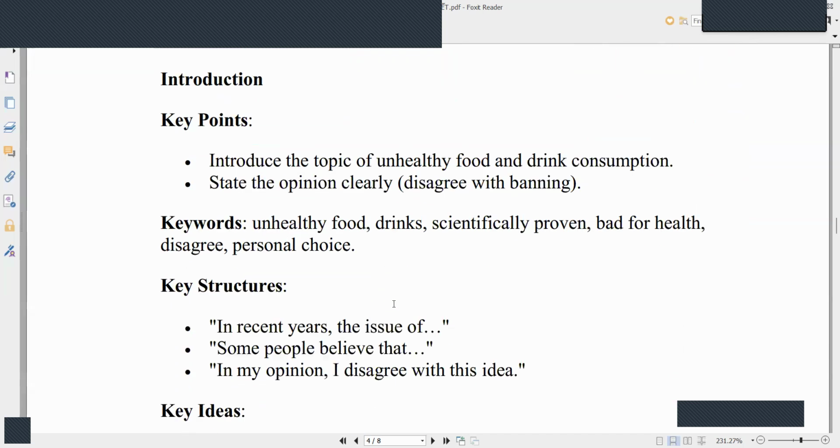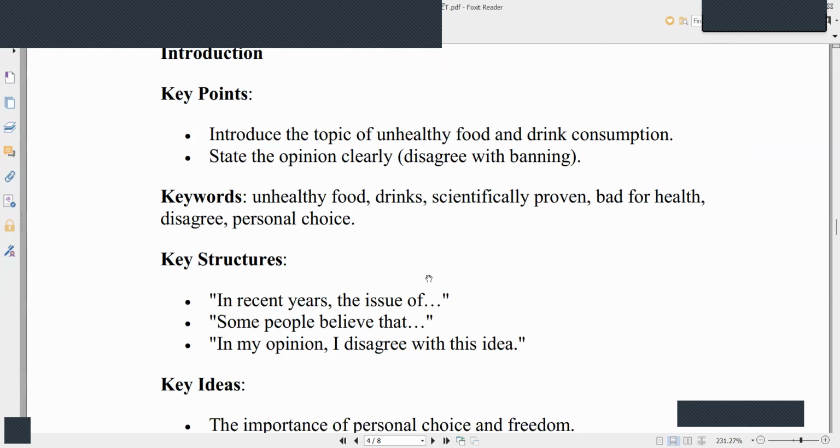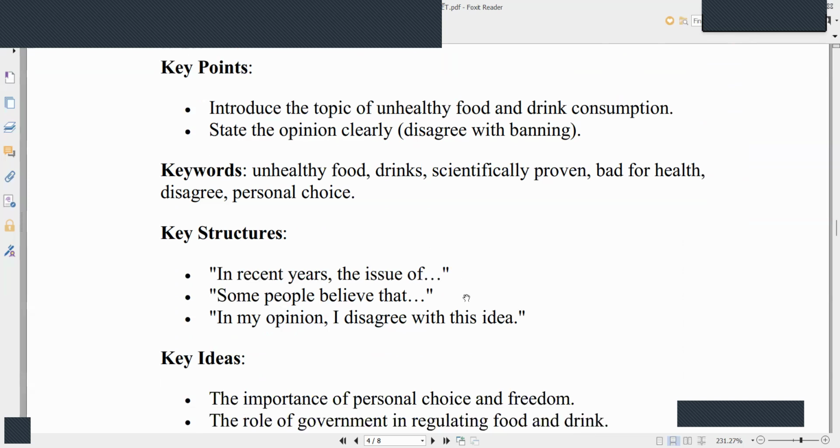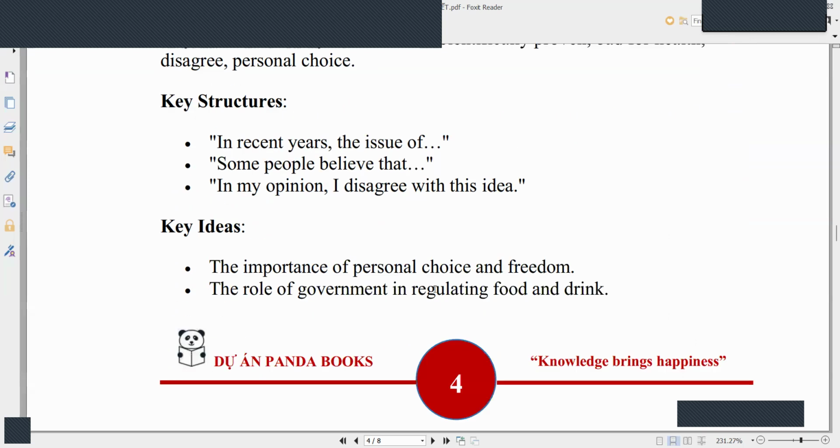Our introduction key points. Introduce the topic of unhealthy food and drink consumption. State the opinion clearly. Disagree with banning. Keywords: unhealthy food, drinks, scientifically proven, bad for health. Disagree, personal choice.